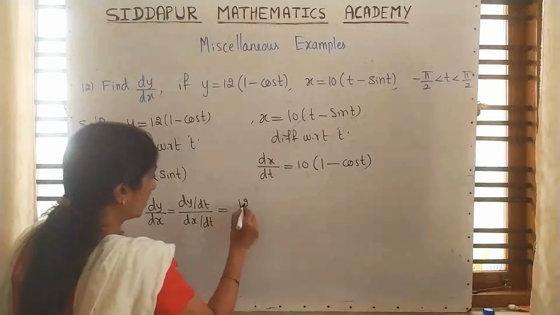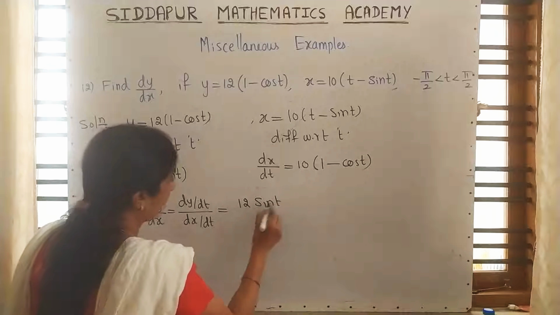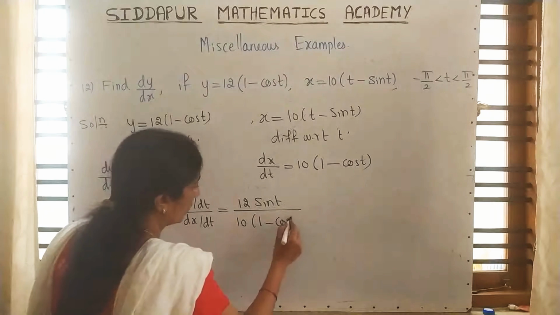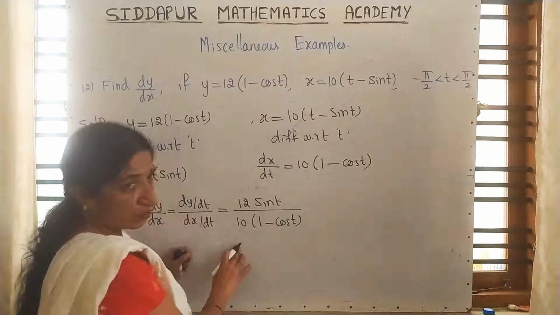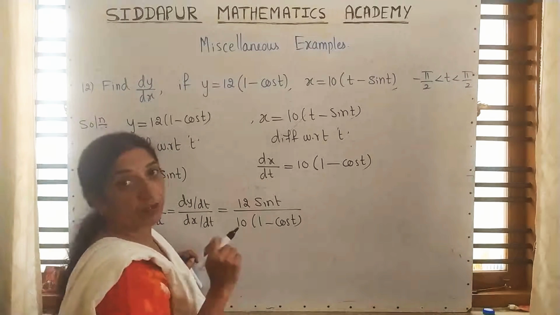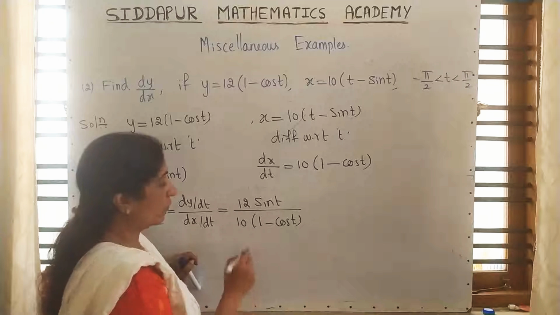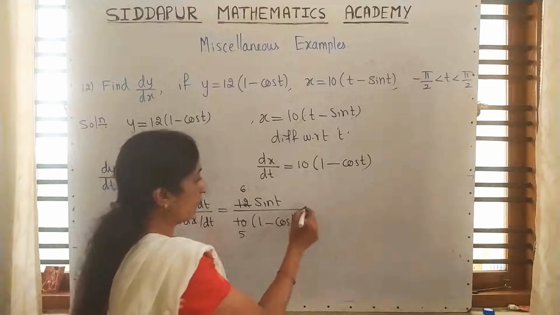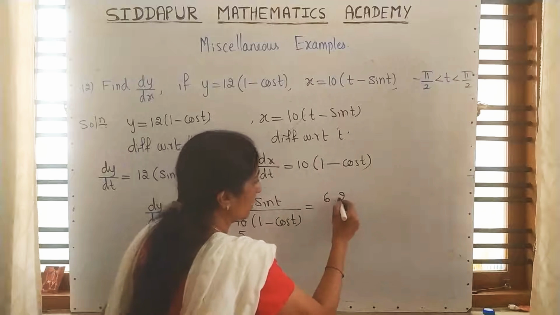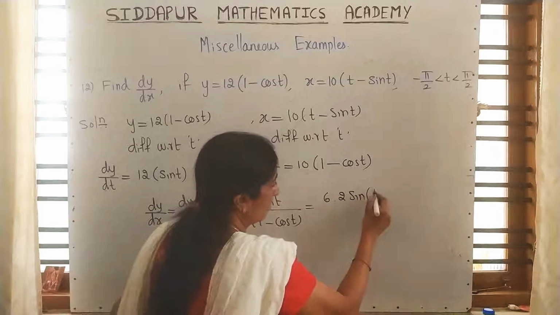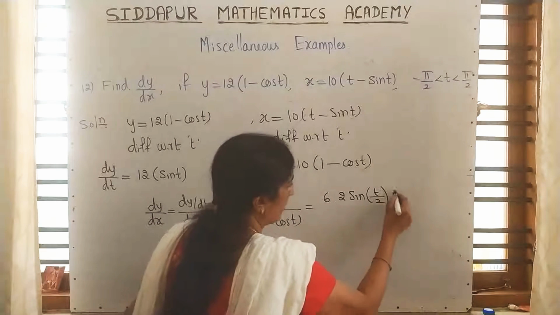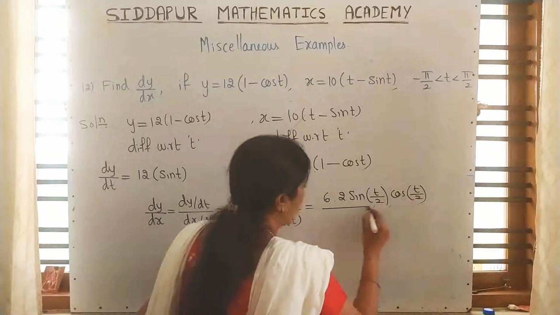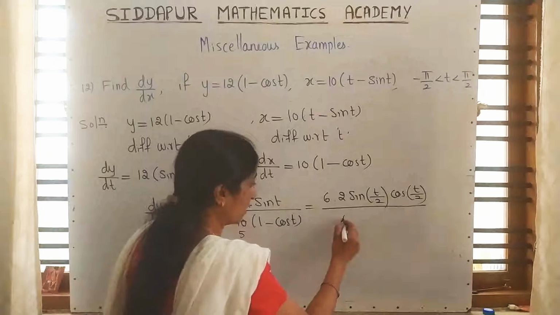dy upon dx is 12 sin t upon 10(1 minus cos t). If you want, you can stop it here. Better you simplify, because you are familiar with the first year trigonometry formulas. And here, cancellation. Have you remembered the sin t formula? Yes, multiples and submultiples: 2 sin t by 2 into cos t by 2, whole divided by 5 as it is.